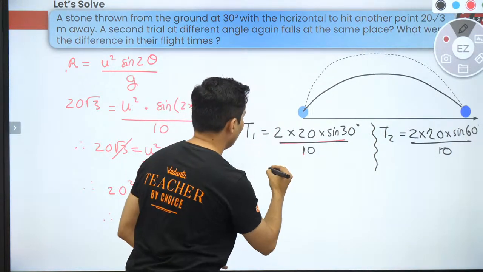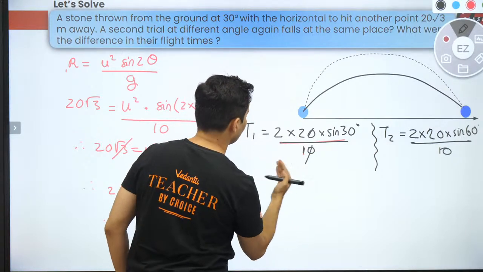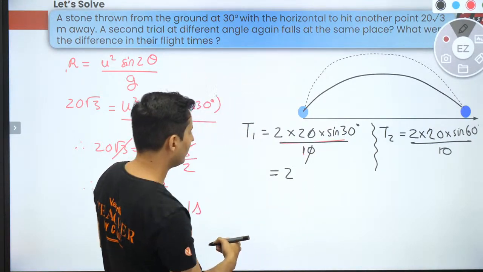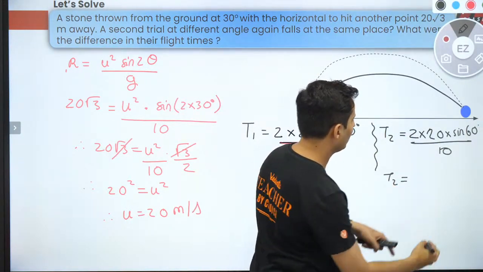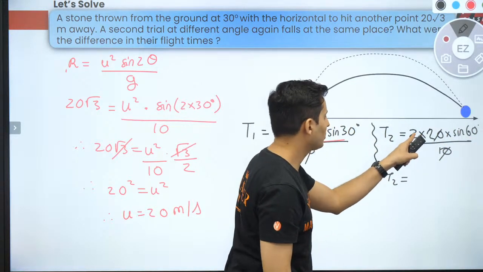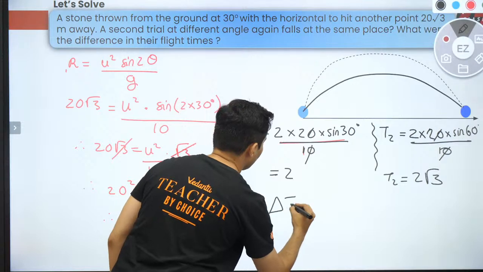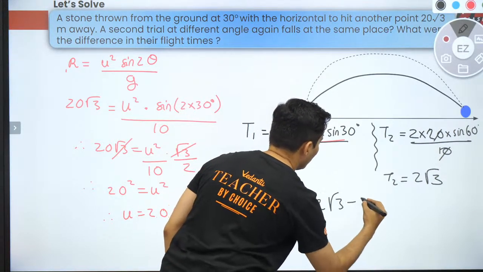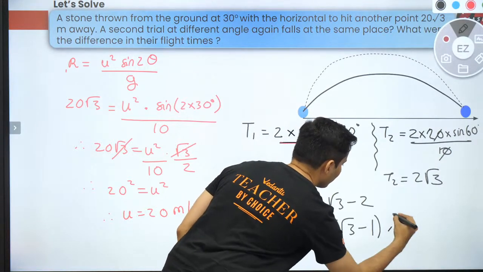Now, everything else is substitution. These zeros go. This is 4. And sine 30, guys, is half. So half into 4 is 2 seconds. And this T2 will be, think about it, the zero goes, sine 60 is root 3 by 2, and this 2 goes, so it will become 2 root 3. So the difference in the times, T1 and T2, what will it be? 2 root 3 minus 2. You can take that 2 common, and it will become root 3 minus 1. That's the answer.